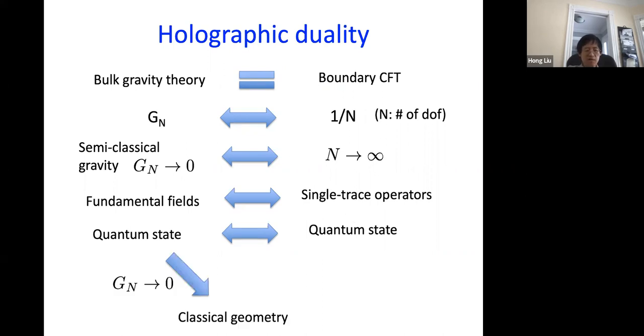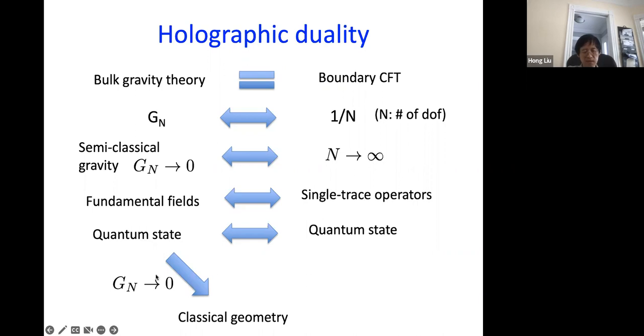So on the gravity side, we know that when you take the G Newton goes to zero limit, for certain subsets, likely a very small subset of quantum states, they actually have a well-defined G Newton goes to zero limit, and then they give rise to classical geometry. In general, if you look at a generic quantum state, you expect they don't have a well-defined G Newton goes to zero limit, so they don't map to smooth classical geometry. We expect there's some small subset of states which in the G Newton goes to zero limit go to classical geometry.